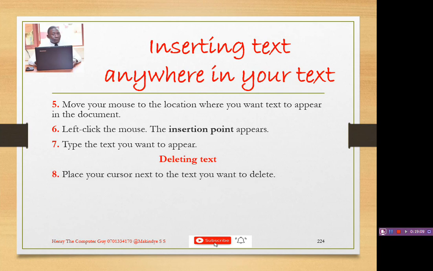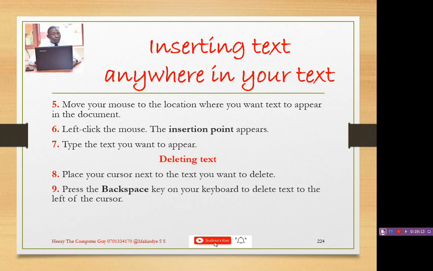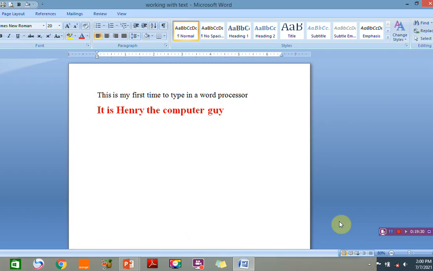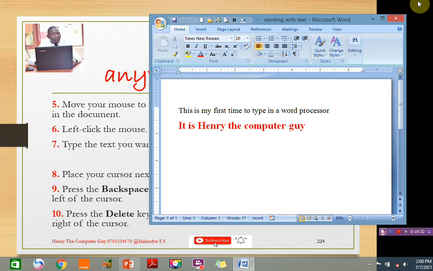So place your cursor next to the text you want to delete. That is obvious. Then press the backspace key on your keyboard to delete the text to the left of the cursor. Press the delete key on your keyboard to delete the text to the right of your cursor. We are also going to try this one out. Let's click on the link of our document and we see how we can do that.